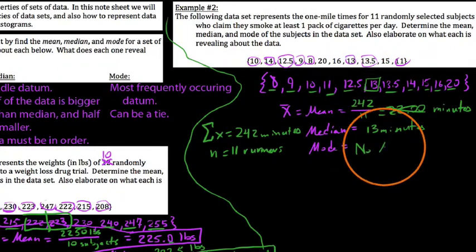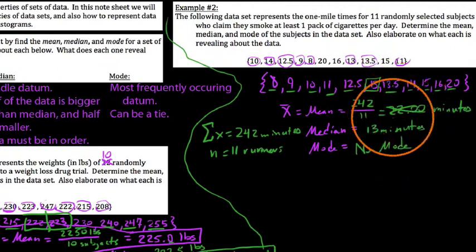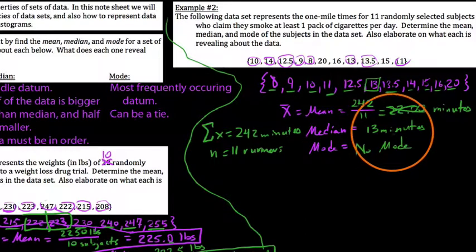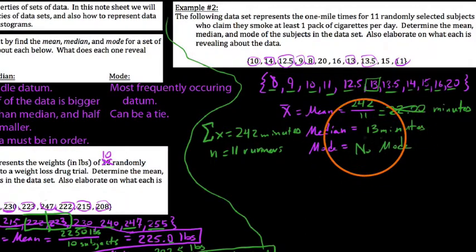But indicating what these things mean, we have the most common time. The median time is 13 minutes, and we say no mode. And you'll find that a lot of the time the mean, median, and mode are usually in the same neighborhood.